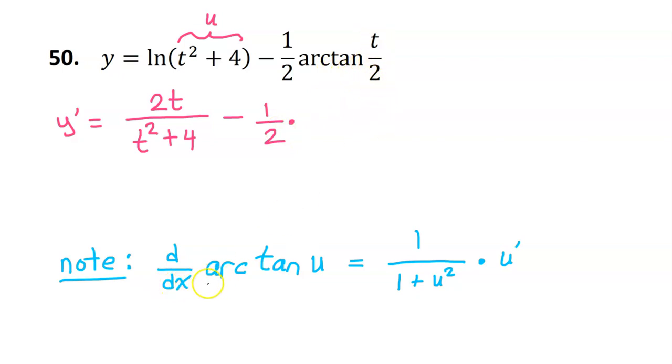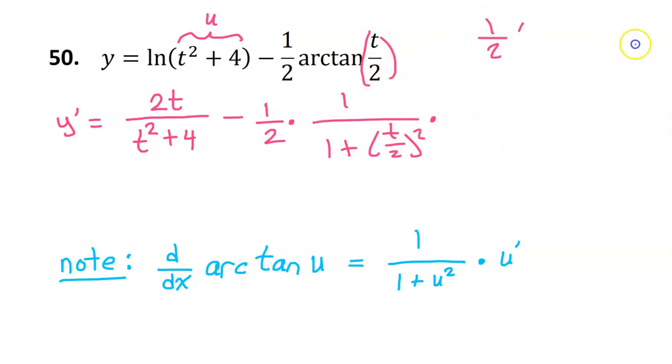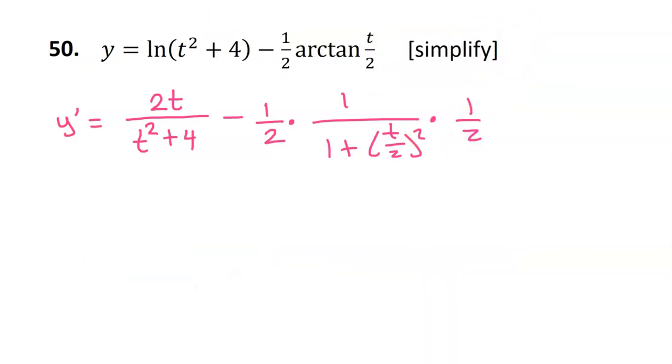But we recall that the derivative of arctangent u is 1 over 1 plus u squared times u prime. So in this case, the u is the t over 2. So the derivative is going to be 1 over 1 plus t over 2 squared. But because of the chain rule, we have to multiply by the derivative of t over 2. I'm thinking of t over 2 as 1/2 t. So the derivative is simply 1/2. If this was a free response question on the test, you could leave your answer just like this.